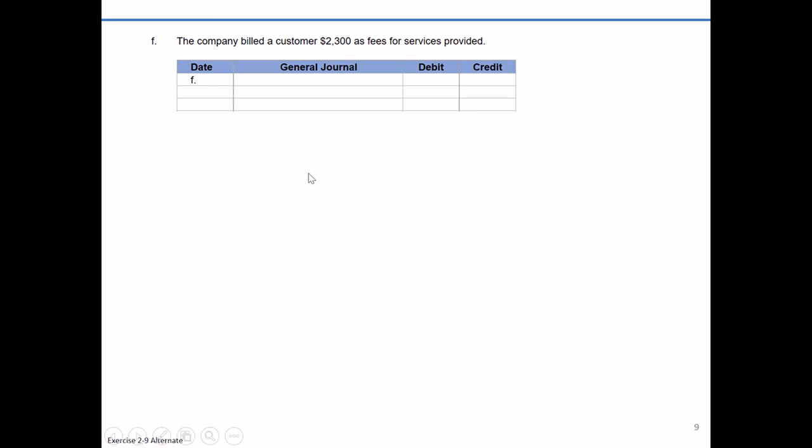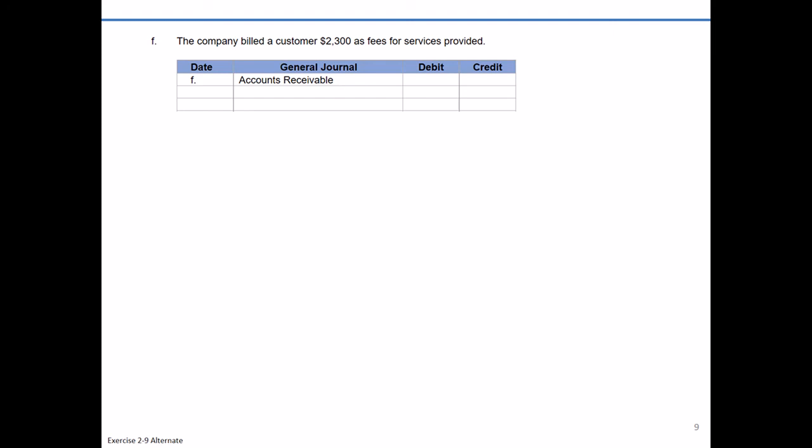So we're still going to credit fees earned. On the other hand, we got to debit something, right? And we've got to debit it also for $2,300. So instead of cash, we're going to debit accounts receivable. Accounts receivable is also an asset, but instead of cash, what it represents is an IOU from our customers. That's a promise to pay from our customers.